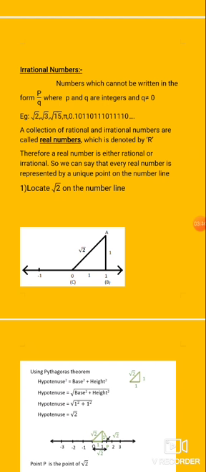Now we get a right angle triangle OAB. Now we can apply the Pythagoras theorem. Hypotenuse square is equal to what? Base square plus height square. So hypotenuse is equal to the square root of base square plus height square. Here, what is the base? 1 unit. The height, the perpendicular AB, is also 1 unit itself.